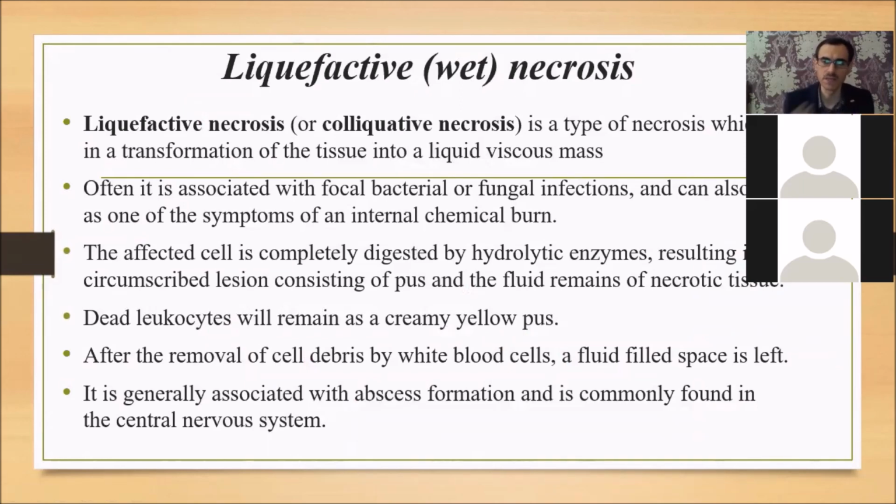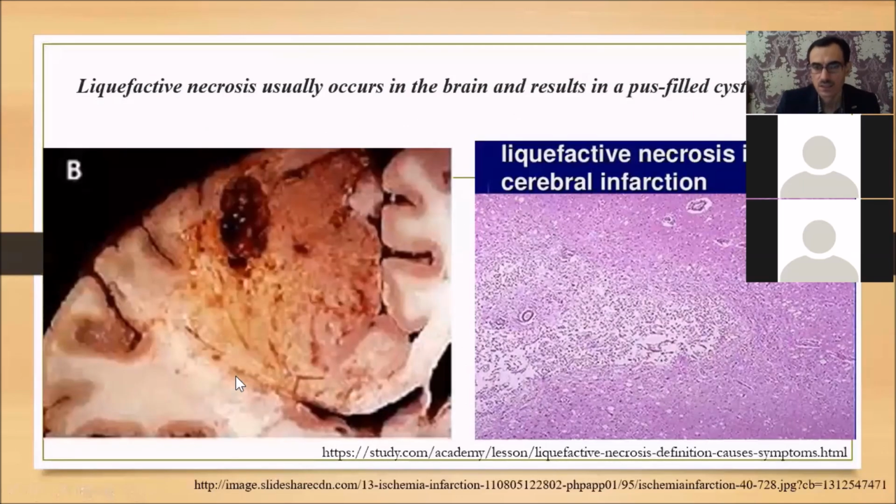For example, mainly in the brain tissue and in the intestines, the dead leukocytes remain as creamy yellow pus, because in these tissues there is low metabolic activity, and a low number of macrophages. This necrotic area does not dissolve.